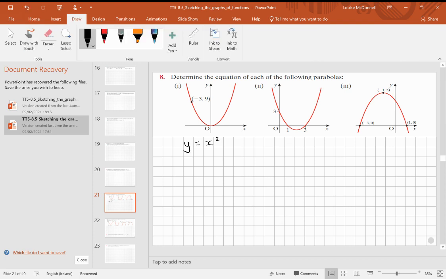It's your standard parabola. How would you know as well? The fact that they've given you -3: when you square -3, you get 9. And then +3 would also give 9. So that's the first one done.